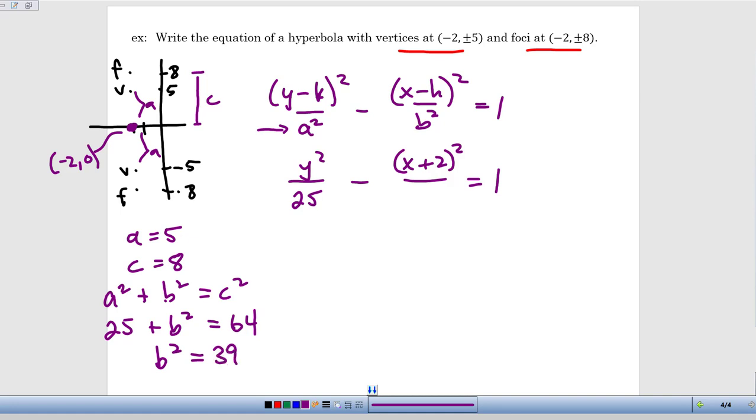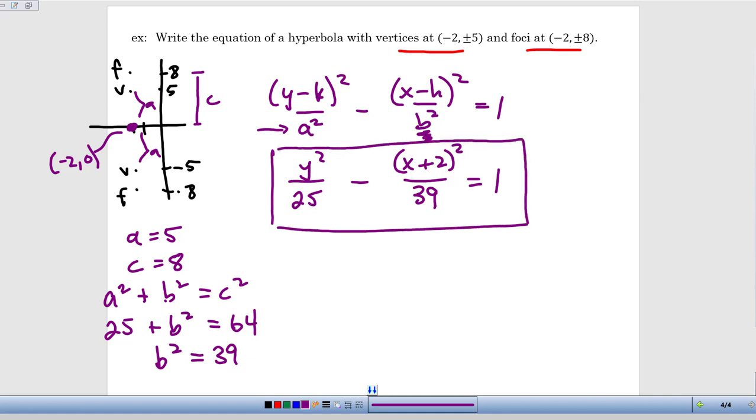If we subtract 25 from both sides, we get b squared is equal to 64 minus 25, which is 39. And as we saw with the ellipse examples previously, we don't actually have to solve for b, we just need to know what b squared is, since that's what we need in the equation. So I can just plug in 39 right there into my equation. So that's how we can, from the given information, piece together the equation of a hyperbola.